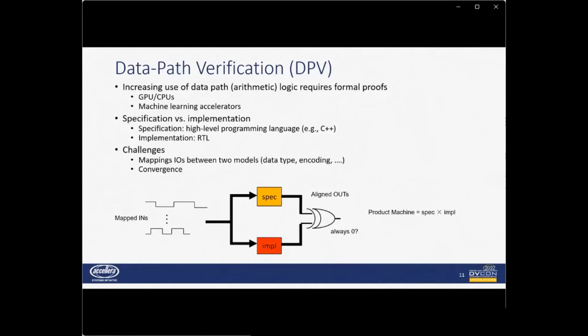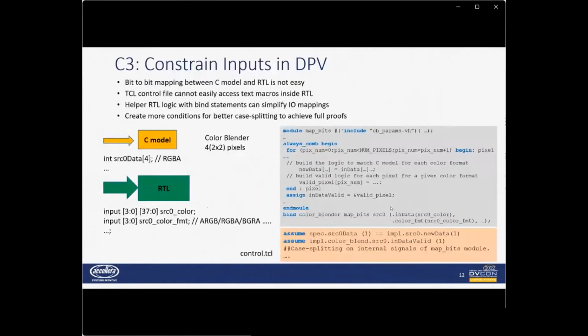So the challenging part of this work is how we map the IOs and how we achieve a full proof. Remember, we are working on a product state machine. Our state space doubles with the spec and input. The first use case of DPV is how we constrain the input.